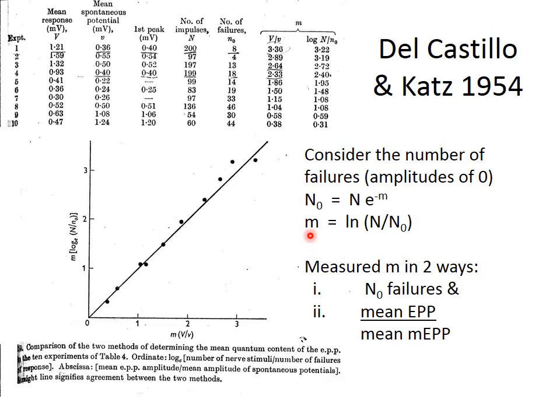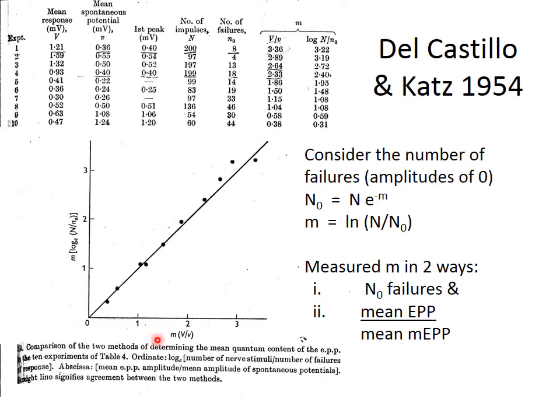So inverting this equation, m is equal to the log of the total number of trials divided by the number of trials in which one had failures. So that's a very nice experimental way to determine m, the average number of quanta released in any one trial. But we also have this other way that m can be measured by taking the overall mean evoked response and dividing it by the overall mean miniature response. And this is what Del Castillo and Katz did.